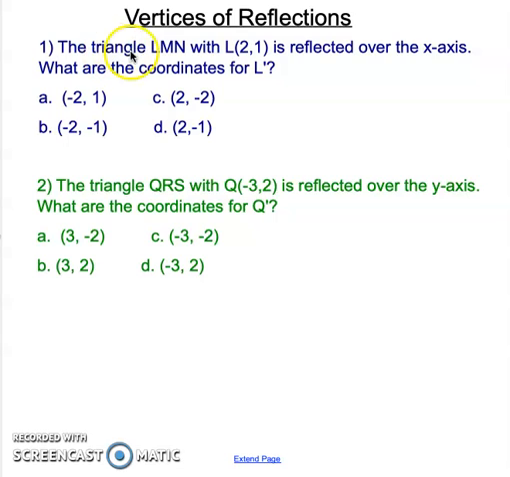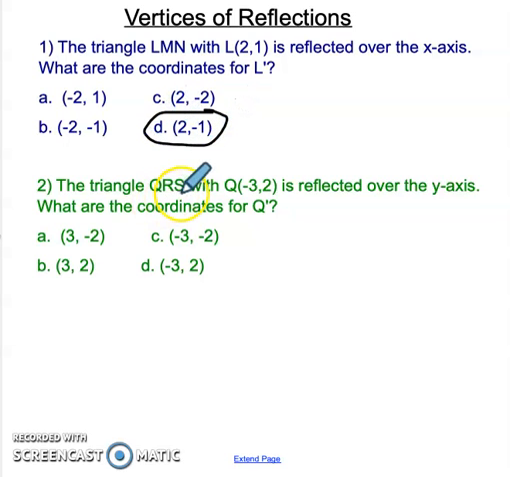So in this first one, we got a triangle that's being reflected over the x-axis. Remember what that means is that the y-coordinate is going to be changing signs. So if we're told that L is at 2, 1, I want to know where L prime is. I just have to change the signs on my y-coordinate. The 1 becomes a negative 1, and I'm looking at answer D, 2, negative 1.